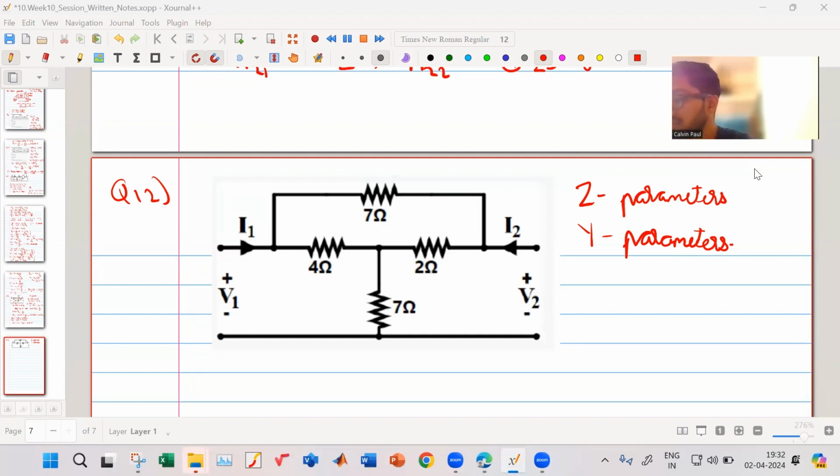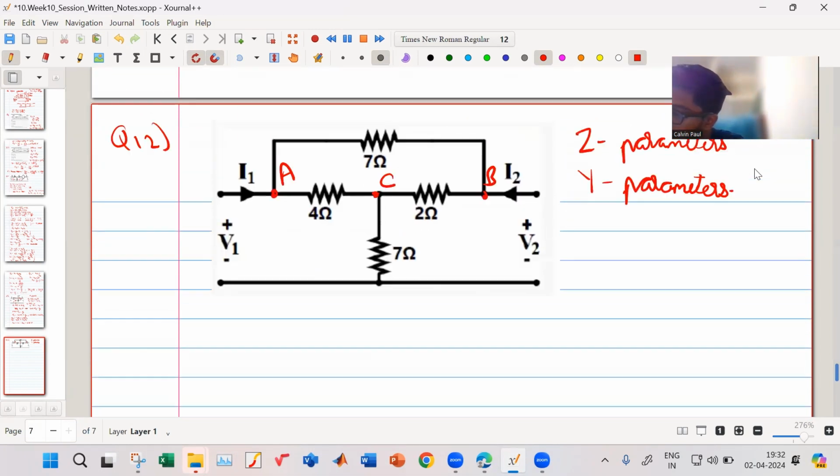If we convert the delta circuit to a star circuit, it is a T network, so it is very easy to find the Z parameter. I do not remember the formula to convert from delta to T. Can you tell me? Yes, sir. From delta to T, the product of the adjacent terms, 7 into 4, divided by the sum 7 plus 4 plus 2.